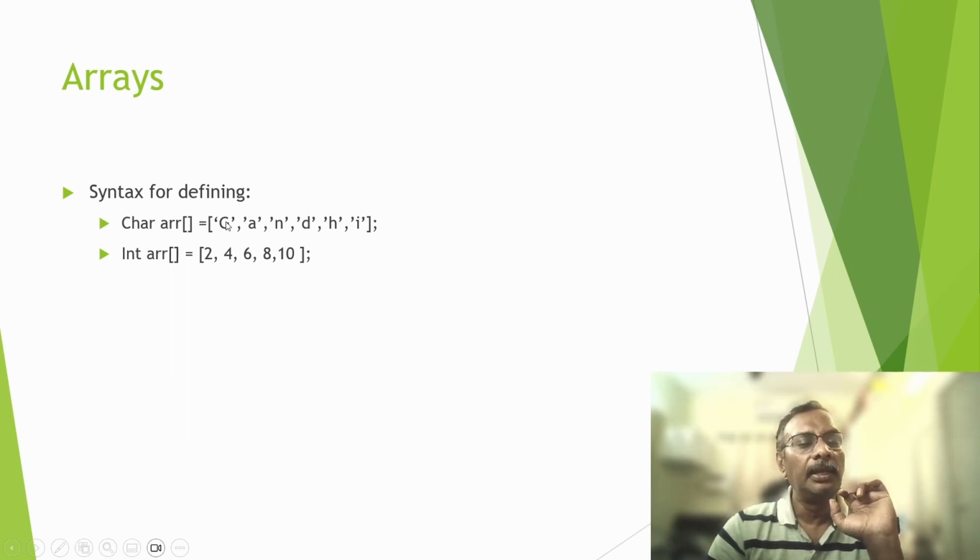So we define a definite set of character array. Similarly, an integer array can be defined like this: int arr open and close square brackets equal to, in square brackets, 2, 4, 6, 8, 10.